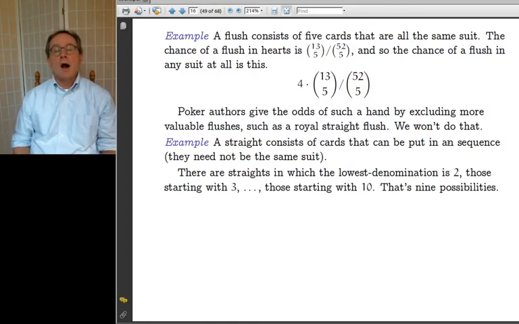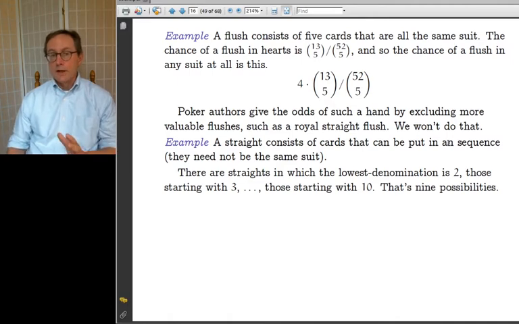I said aces are high, so I'm going to start with the lowest card. Then the lowest straight starts with a 2. Then the next straight starts with a 3, so 3, 4, 5, 6, 7 would be a straight that starts with 3. Then the straights that start with 4, then the straights that start with 5, all the way up to the straights that start with 10, and that's 9 possibilities.